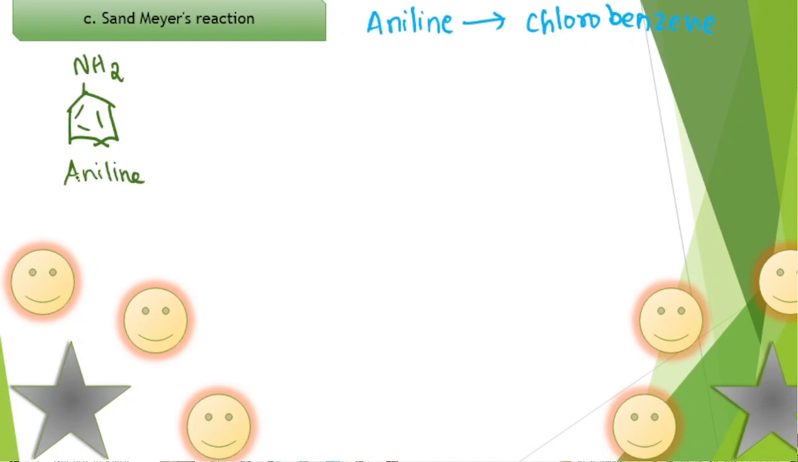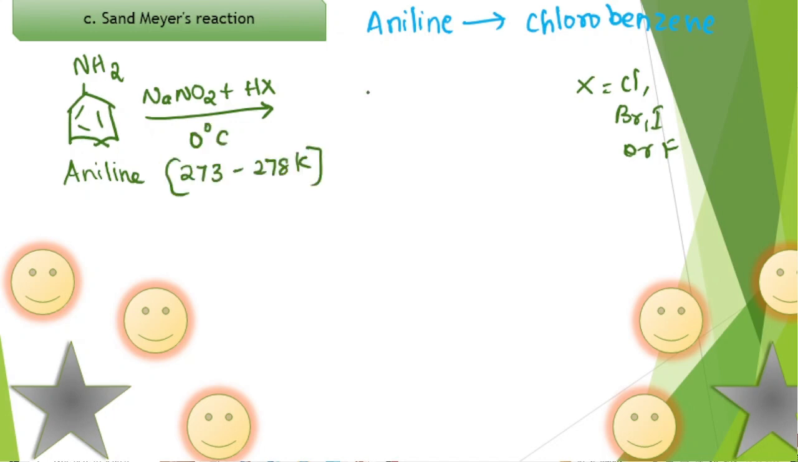Now what we are going to do is treat aniline with NaNO2 plus HX. You already know what X is: X can be chlorine, bromine, iodine or fluorine. At 0 degrees Celsius, in Kelvin that is 273 to 278 K. Under this temperature you will get one product first, where your NH2 is, the N2X will be there, because we are adding HX, so X will be replaced.